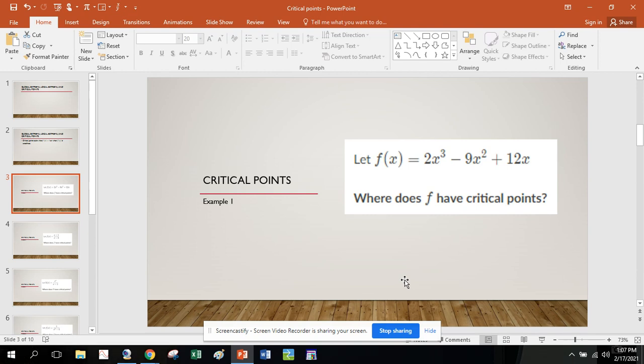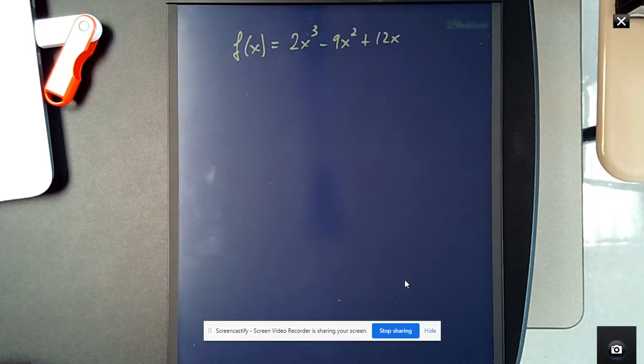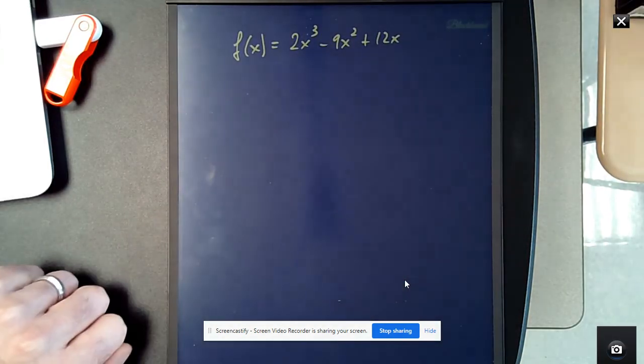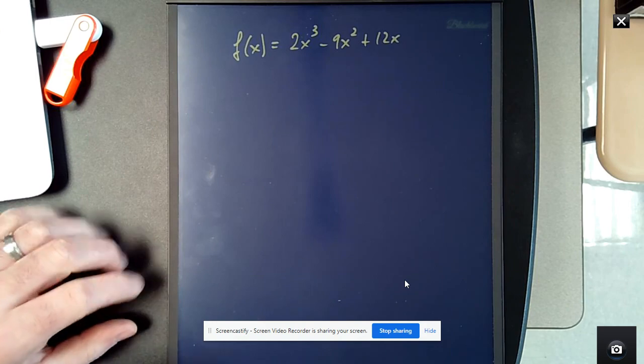So I'm going to go ahead and copy down my function. So let's do it on a separate board. So we've got f of x equals 2x cubed minus 9x squared plus 12x. All right, sorry about that, I was just copying that down. So here we go. There's our function. So we want to find our critical points.